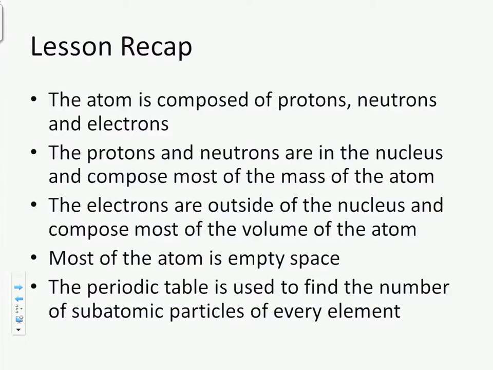All right, so kind of to recap for today. The atom is composed of protons, neutrons, and electrons. The protons and neutrons are in the nucleus and compose most of the mass of the atom. The electrons are outside of the nucleus and compose most of the volume of the atom. Most of the atom is empty space. The periodic table is used to find the number of subatomic particles of every single element. Okay? Specifically, we looked at today neutral elements. Okay? So make sure you completely understand this lesson before going on further. I can't say that enough.